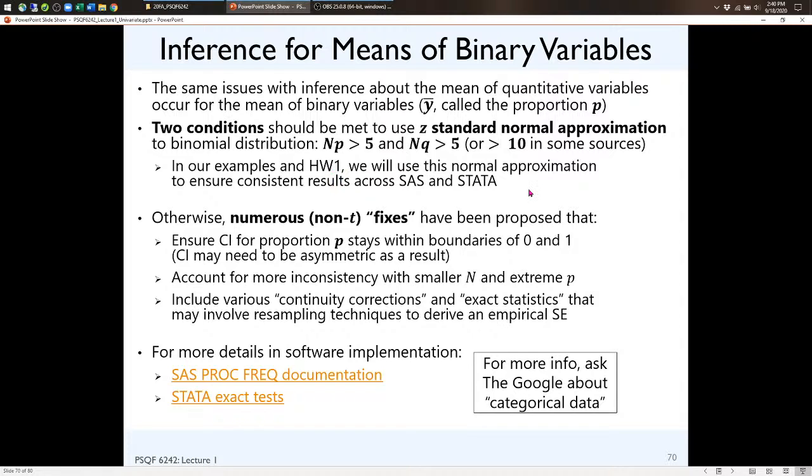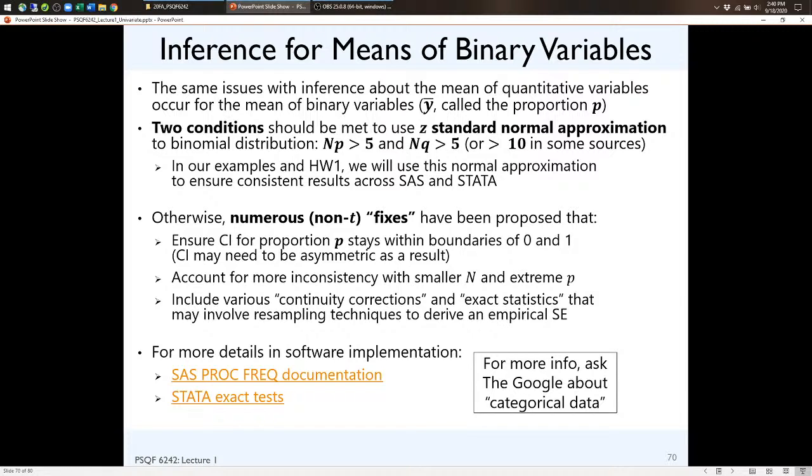Otherwise, what to do instead is a bunch of different things. There's a whole bunch of different approaches that have been proposed for what to do instead when you have small samples and a standard normal approximation for the sampling distribution isn't going to work as well because it looks binomial instead. Interestingly, none of these involve the t-distribution. I'm honestly not sure why that is, so if anyone's listening out there in YouTube land who has the answer, please send it to me.